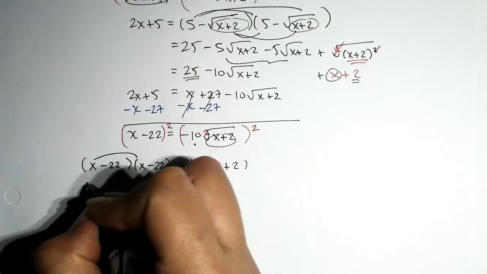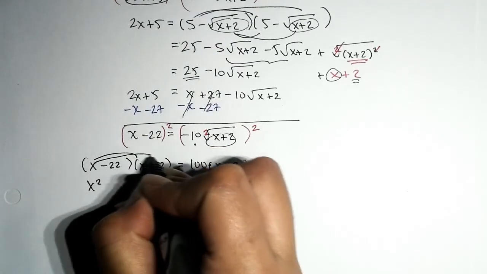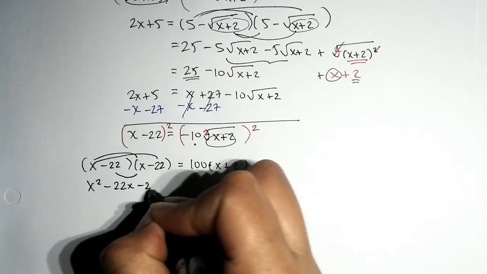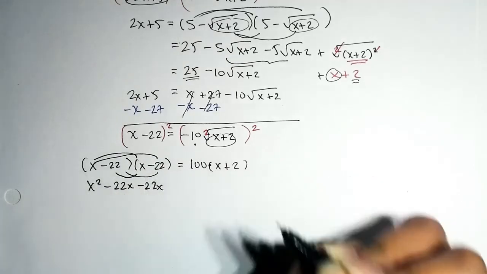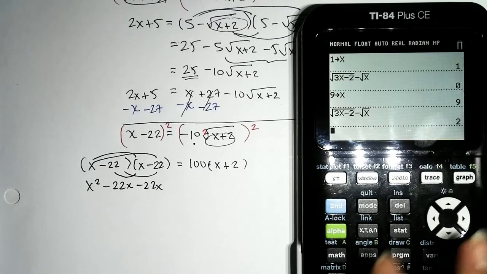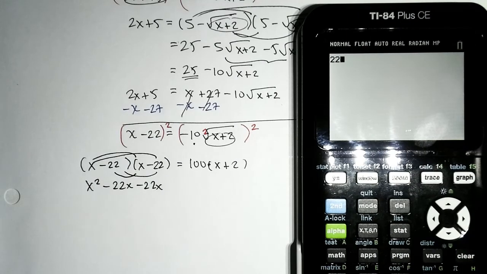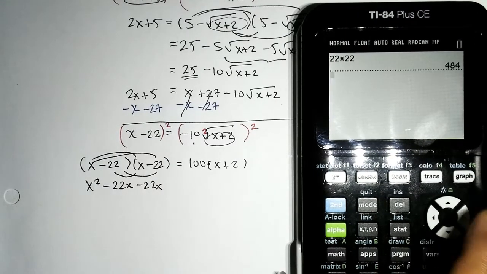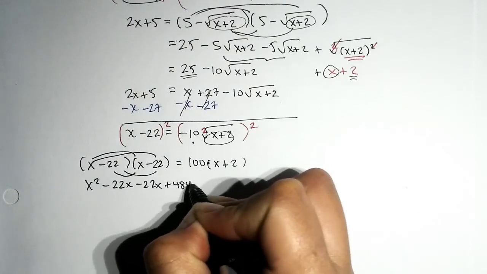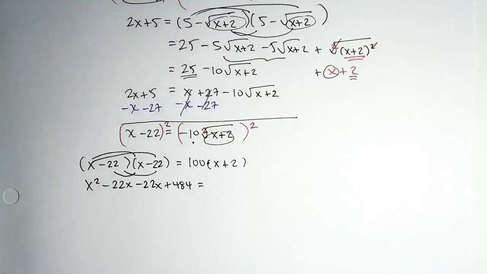Product of the first terms gives us x squared. Product of the outer terms, negative 22x. Product of the inner terms, negative 22x. And product of the last terms, 22 times 22, is 484. So plus 484 is equal to, let's go ahead, clean up the right side.